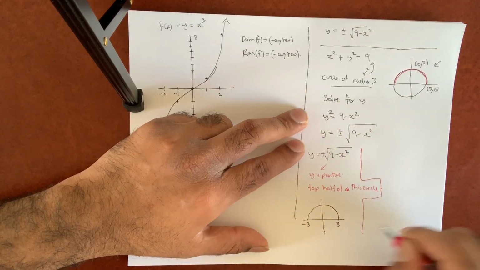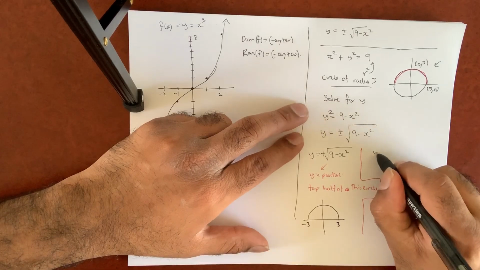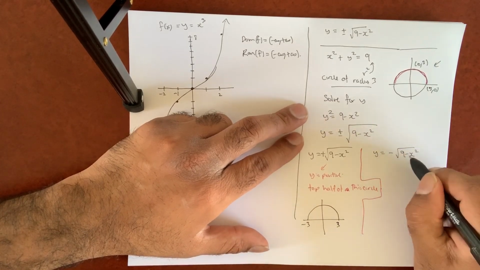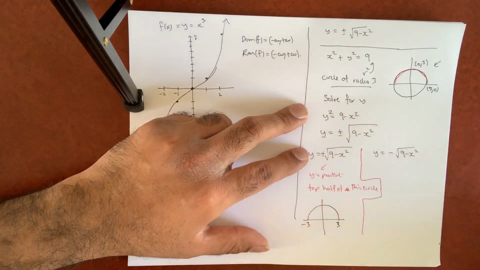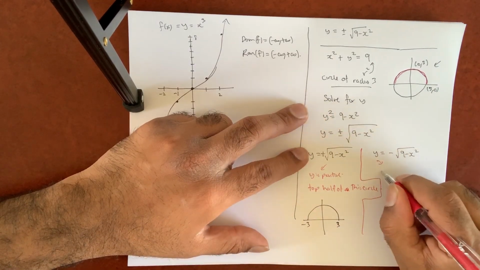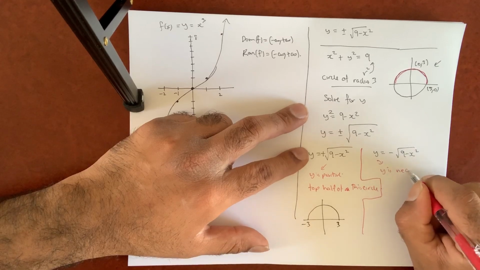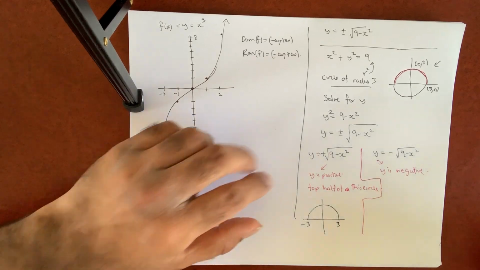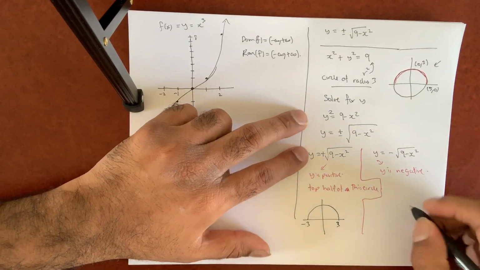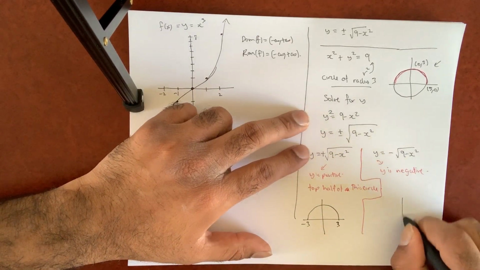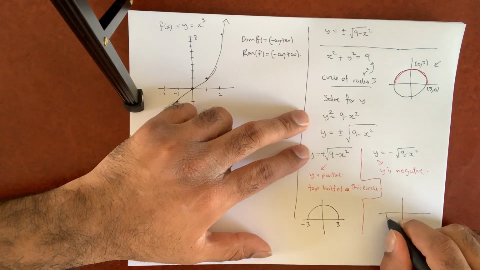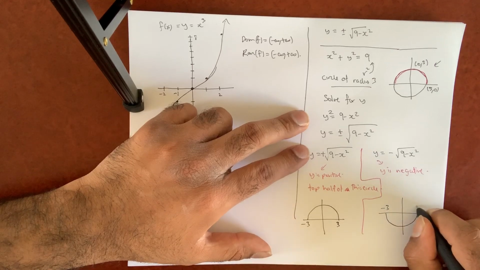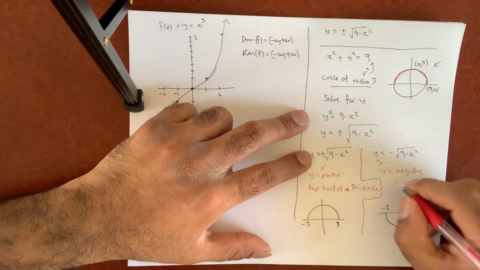Exactly similarly, if you looked at the negative square root, if you're taking a negative of a square root, here y is negative. And what is the negative part of the circle? That's going to be the bottom half of the circle. So we're going to get the bottom half right here, again from -3 to 3.